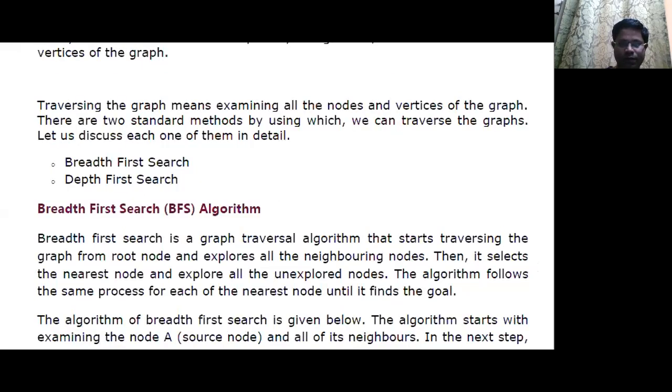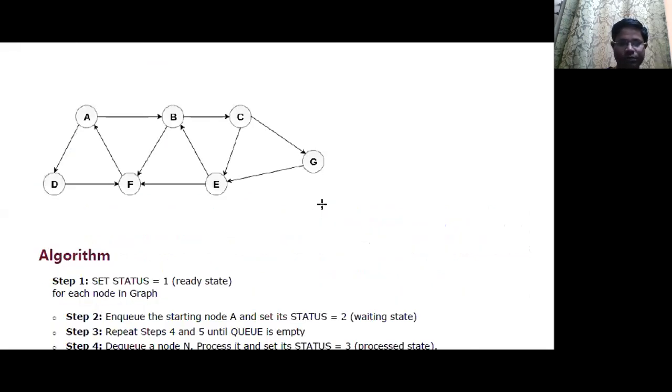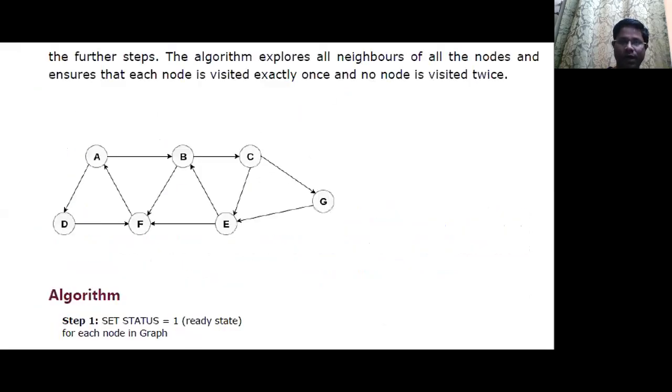The algorithm of breadth first search is given in the next slide, and the algorithm starts with examining the starting node. In this case, I have taken an example in which the source node or starting node is A, denoted by capital A. In the next step, the neighbors of the nearest node A are explored and the process continues. In the further steps, the algorithm explores all the neighbors of all the nodes and ensures that each node is visited exactly once and no node is visited twice.